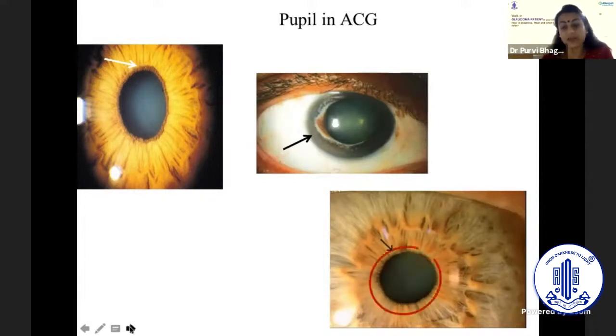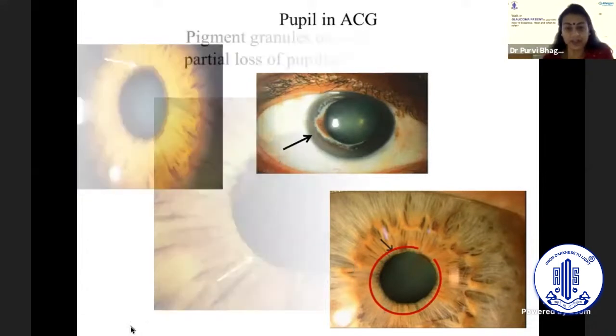So this smoothing of the pupillary border is actually a sign that previously there has been an episode or multiple episodes of increased IOP, which has led to the loss of that ruff. So this is a classical sign of probably occludable angles or angle closures, and definitely needs further investigation.